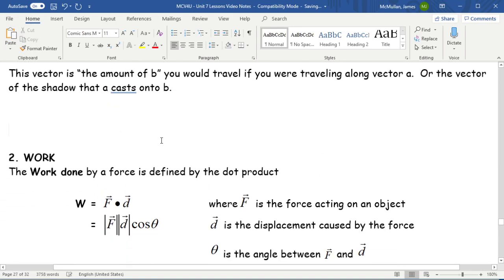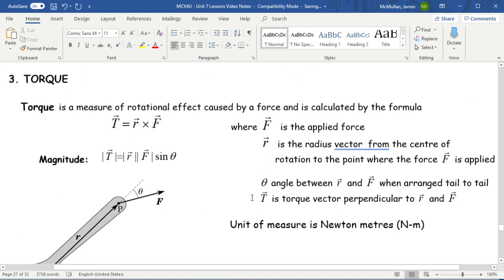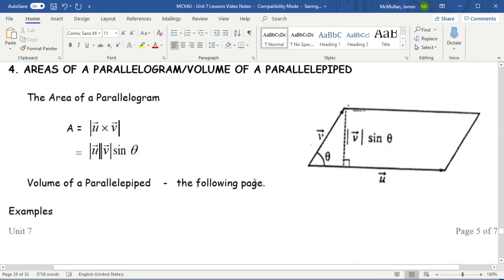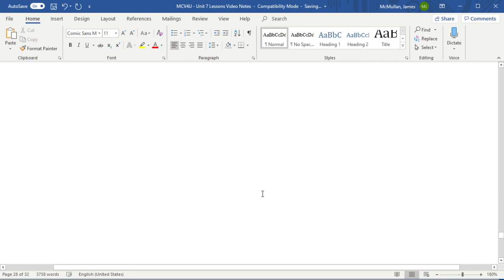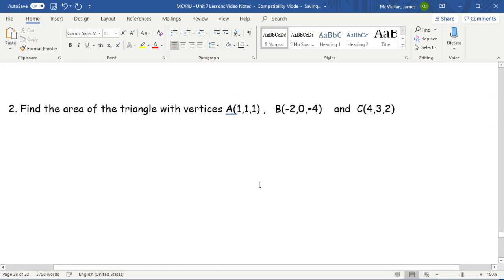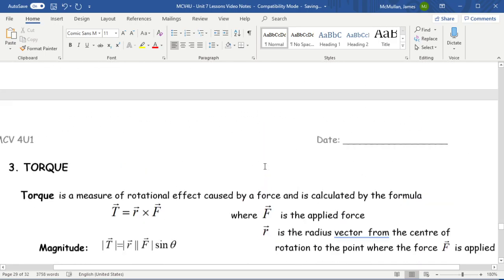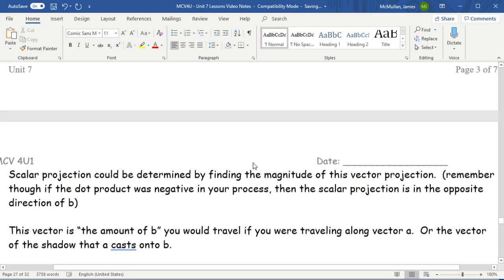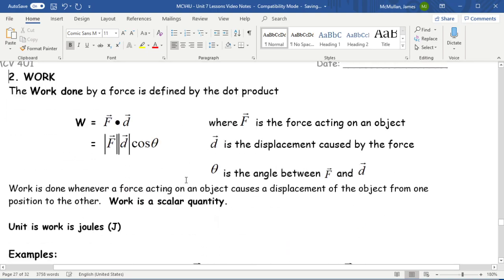Okay, now we're going to do a couple of things that are applications. So work and torque and volume and more volume. All right. Okay, now work. So we talked about work before.